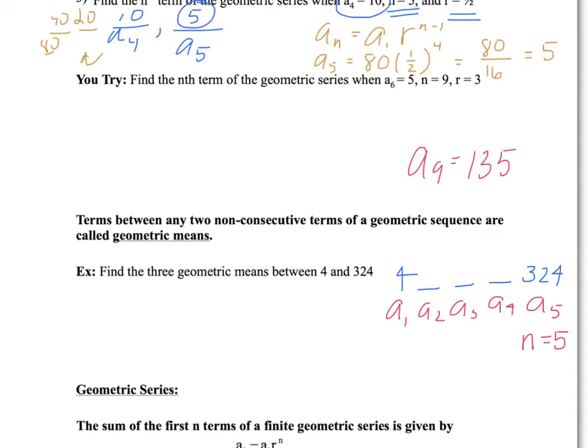So we can figure out how to get these three numbers. But we're going to use our formula, which says a sub n, which is 324, equals a sub 1, which is 4, times r to the n minus 1. N is 5, so n minus 1 is 4. I'm going to divide both sides by 4. I get 81 equals r to the 4th. When I take the 4th root of both sides, I get r equals 3. So with r equals 3, I'm just going to multiply by 3 here. That's going to give me 12, 36, and 108.